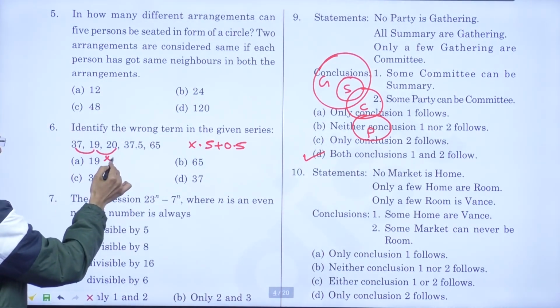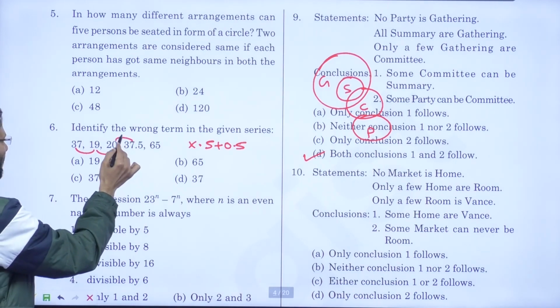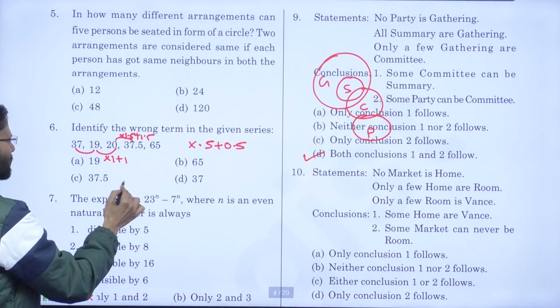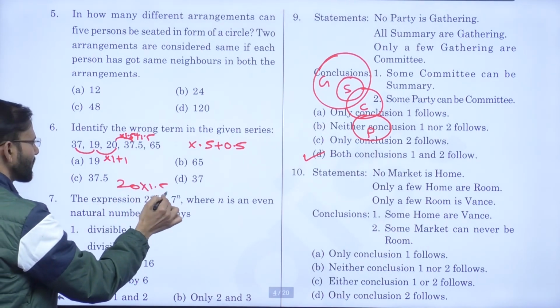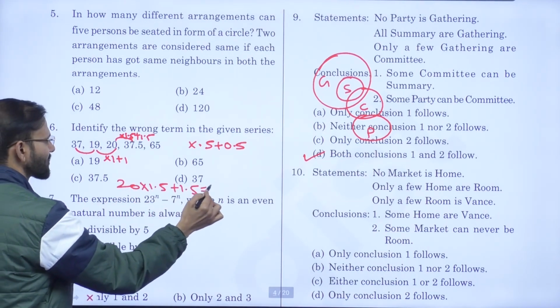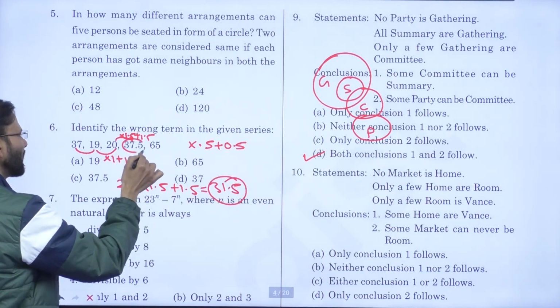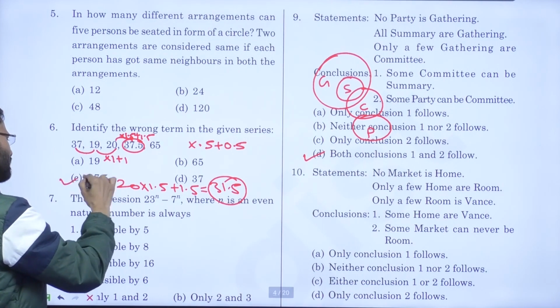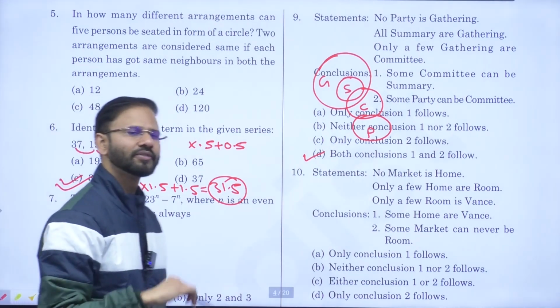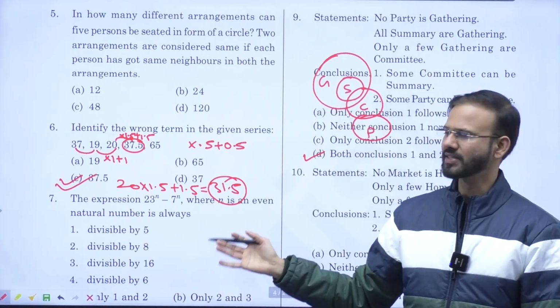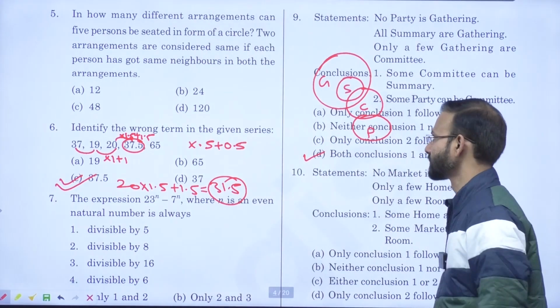Then into 1 plus 1. Then into 1.5 plus 1.5. So 20 into 1.5 plus 1.5. This will be, guys, 31.5. So 31.5 should be there in place of 37.5. Guys, okay? So this is the correct answer.